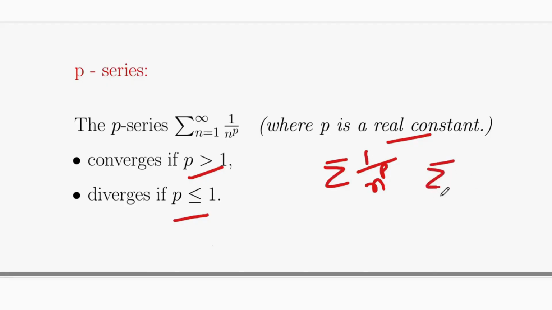For example, 1 upon n square. Now compare with the P series form. Here what is p? p equal to 2. And 2 is greater than 1. So from this, what can we say? The given series converges. In the same way, suppose the series is 1 upon n. Now compare with the P series. Here p equal to 1. So the second case, if p less than or equal to 1, the series diverges. So this series diverges.